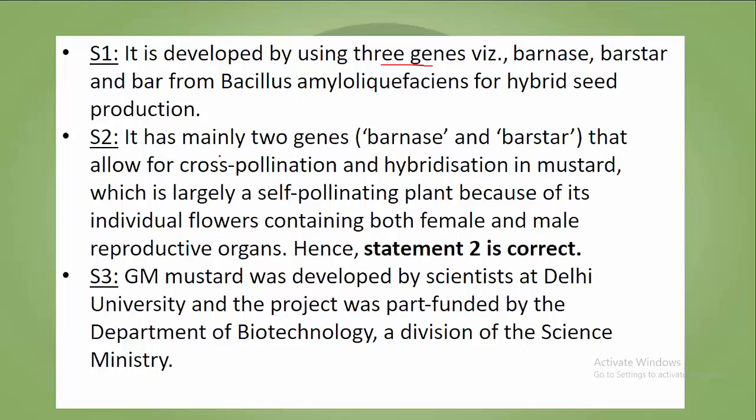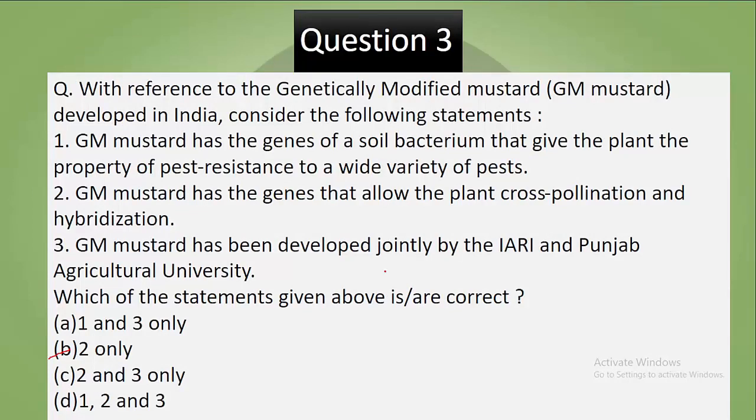The second statement says that it has mainly 2 genes which are Barnase and Barstar that allow for cross-pollination and hybridization in mustard, which is largely a self-pollinating plant because of individual flowers which contain both female and male reproductive organs. Therefore your second statement was correct. GM mustard was developed by scientists at Delhi University and the project was part funded by the Department of Biotechnology and a division of the Science Ministry. So therefore your third statement was also incorrect, which led to your answer, which is only B.